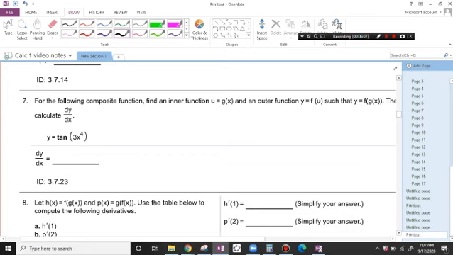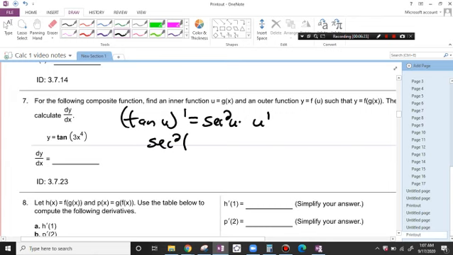Straight up chain rule, family. The derivative of tangent of any function is secant squared of that function times the derivative of the function. The function inside, in this case, is 3x to the fourth. The derivative of tangent of 3x to the fourth is secant squared of 3x to the fourth times the derivative of 3x to the fourth, which is 12x to the third.